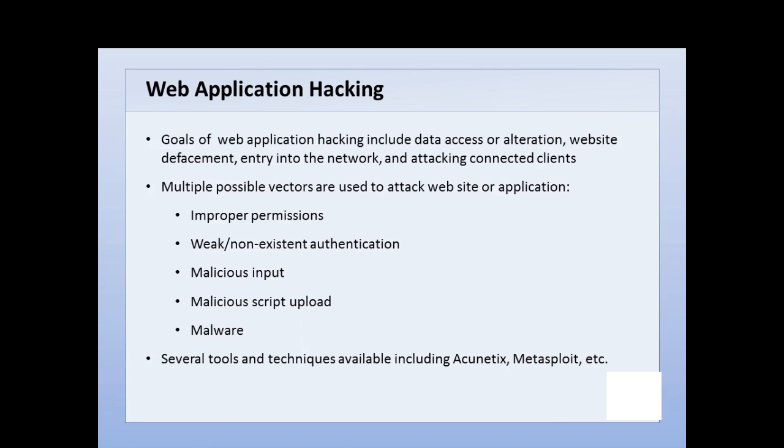Now, what are the goals of web application hacking? What are we trying to get out of this? Well, we might be trying to get data access or be able to alter data. For example, we might try to target a web server that is the front end for a database application. We might want to get in there and either get unauthorized access to that data to get it out of the web application or even to alter it.